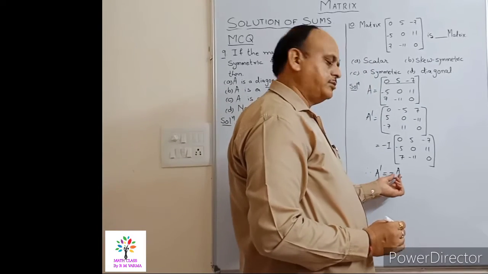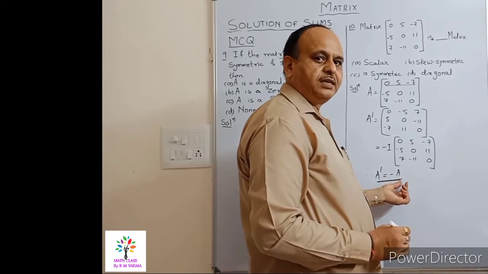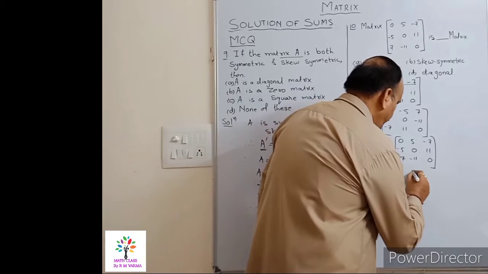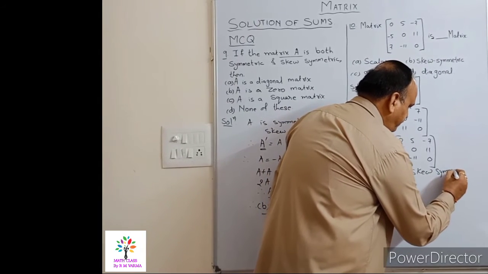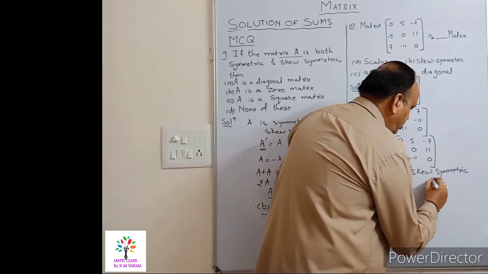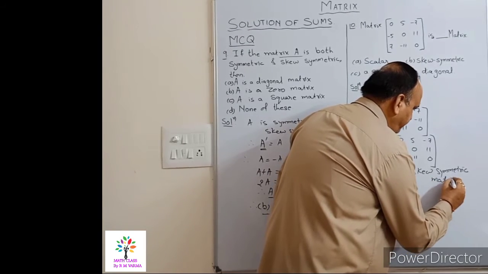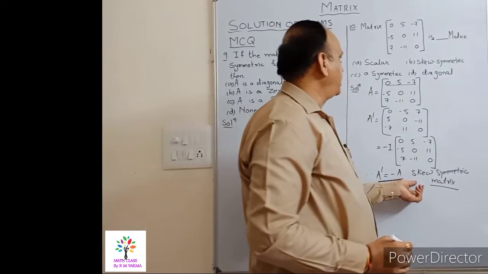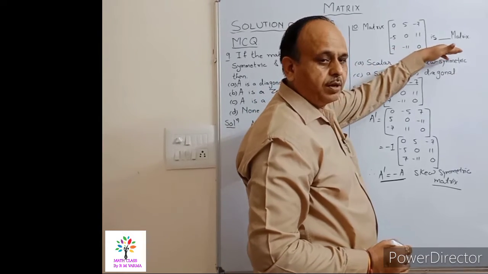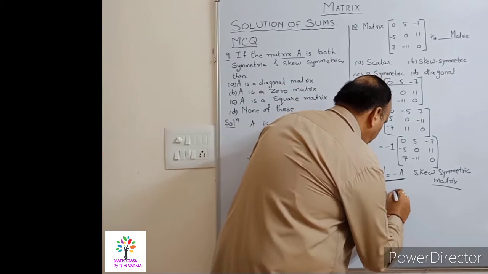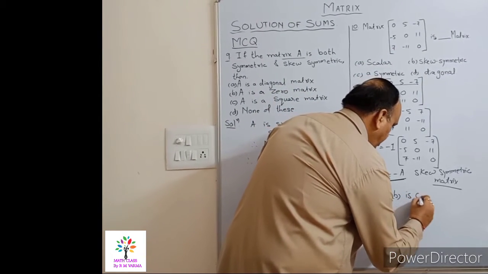Whenever we have A transpose equals to minus A, it is a skew symmetric matrix. So, it is skew symmetric. Skew symmetric matrix means the option B. Therefore, option B is our correct answer.